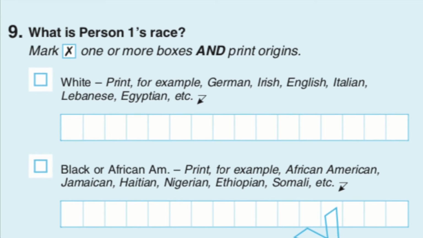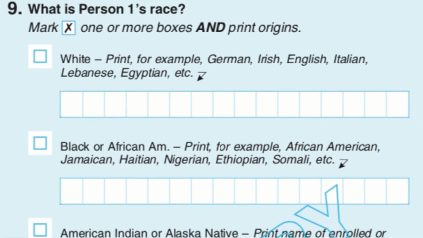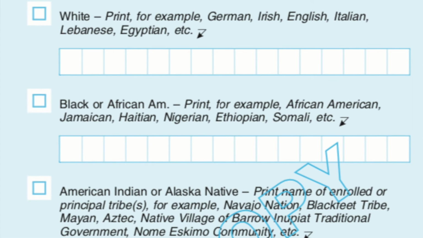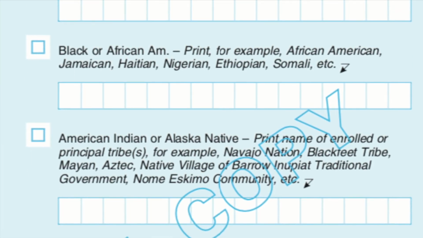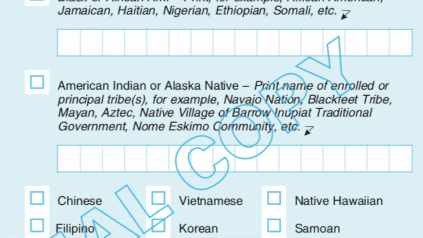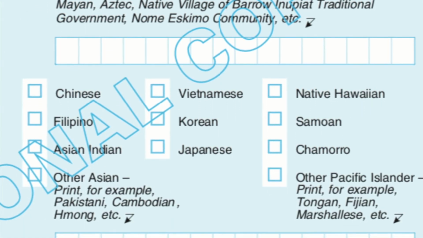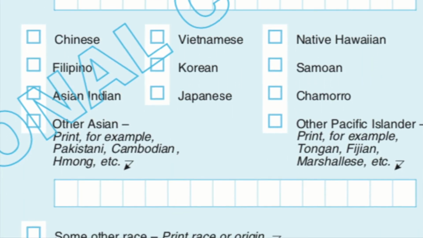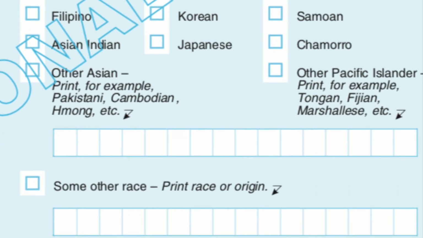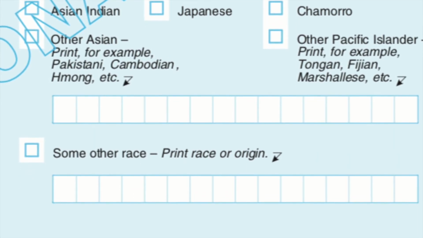Question number 9 asks you for your race. We recommend that you select 1 or more boxes that make up your ethnic identity and race. For example, if you identify as Mexican and Filipino, you could select the box that says Filipino and select the box that says other race and write in Mexican.